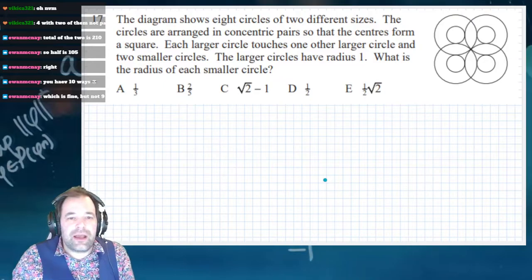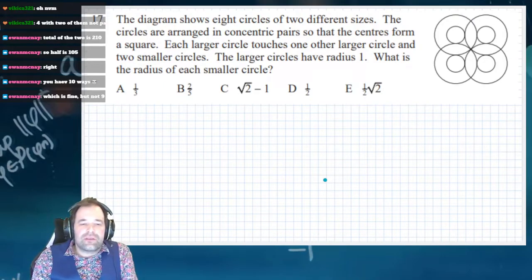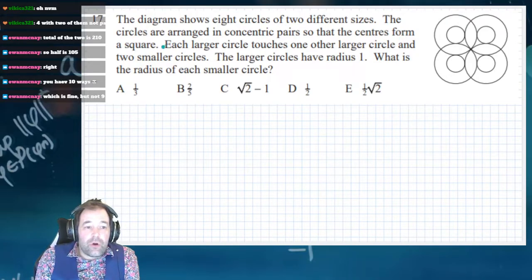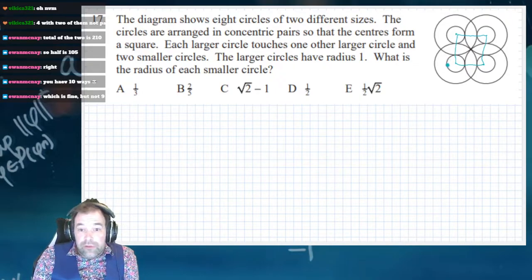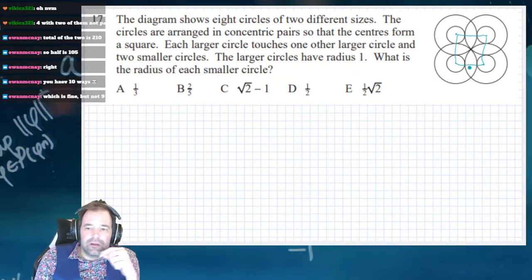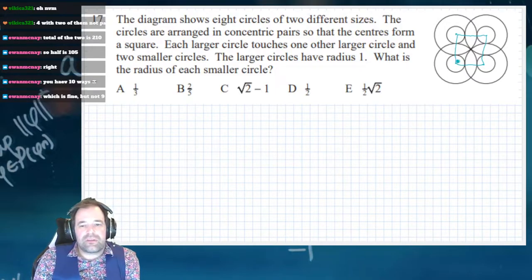The diagram shows eight circles of two different sizes. The circles are arranged in concentric pairs. Concentric pairs just means sharing the same center. So the centers form a square. So that's your square. Each large circle touches one other large circle. That'll be the diagonally opposite one. And two smaller circles, which will be the ones to the left and right. The largest circle has radius one. What is the radius of each smaller circle?